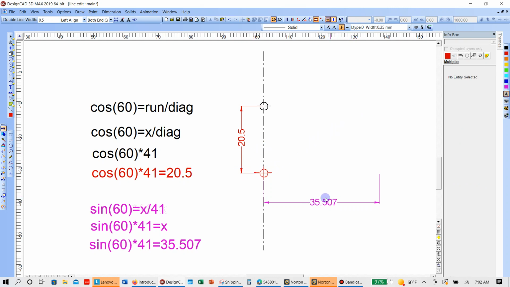And now we know this dimension, right? So now what we can do is we can take this dimension, 35.507, and we can swing that arc. Same thing here. Specify radius of 35.507. From here, we're just going to swing a pretty wide arc. We want to make sure that it's long enough. We don't really know where it is, right?